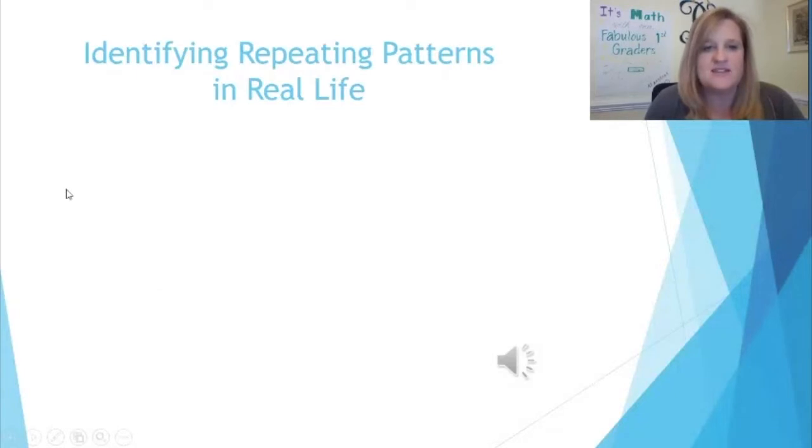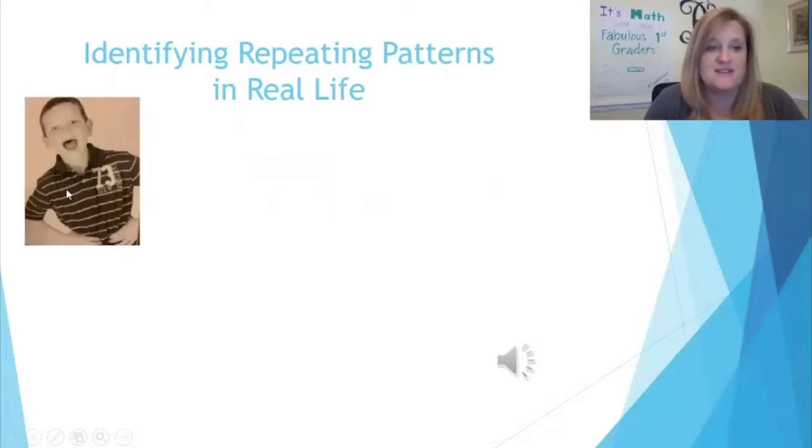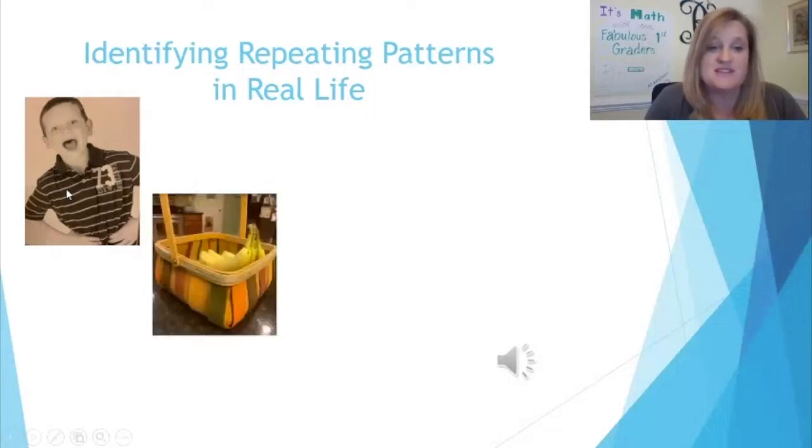Let's see if we can identify some repeating patterns that we can find in real life. This is actually my son Bryson, and he is wearing a pattern where? On his shirt. Lots of times you'll see different types of patterns on clothing. This is my basket that's on my kitchen counter that has fruit in it. And you can see a different type of pattern all around the basket. It has different color reeds where it's woven.